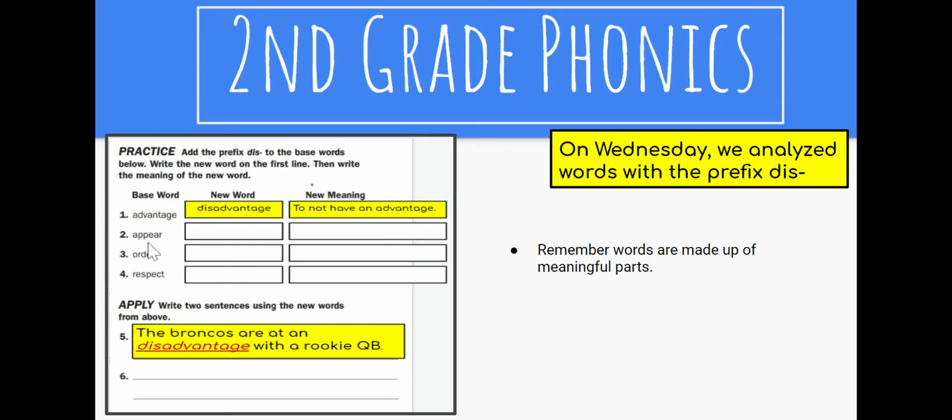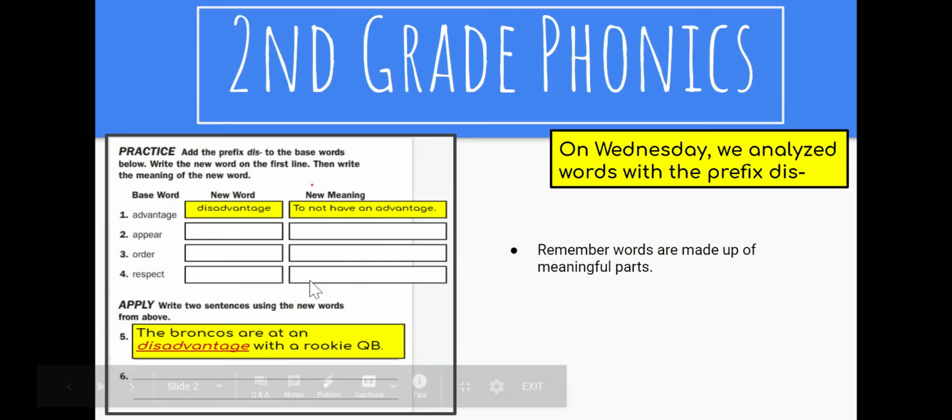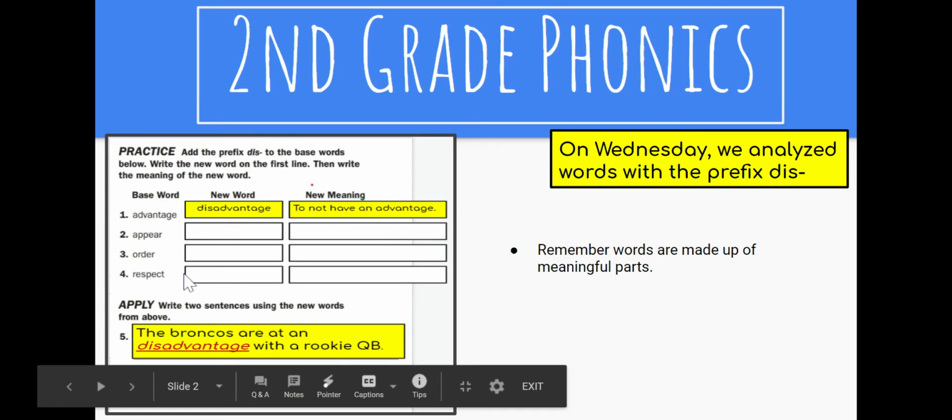When I have the word appear and I add the prefix dis, I get disappear. Disappear means to not appear, right? When I have the word order and I write disorder, the new meaning is the opposite of order because the prefix dis means not or opposite of. Respect. I had a lot of Kipsters say disrespect was to be unkind. But again, really focusing on dis meaning not or opposite of, then the new meaning is to not respect, the opposite of respect.